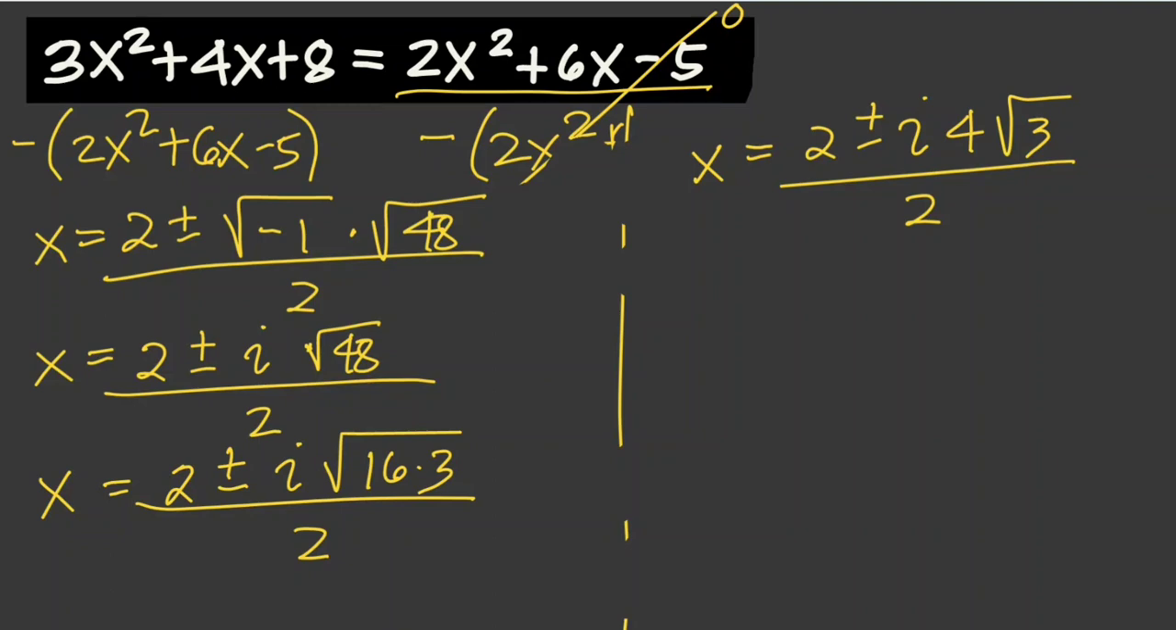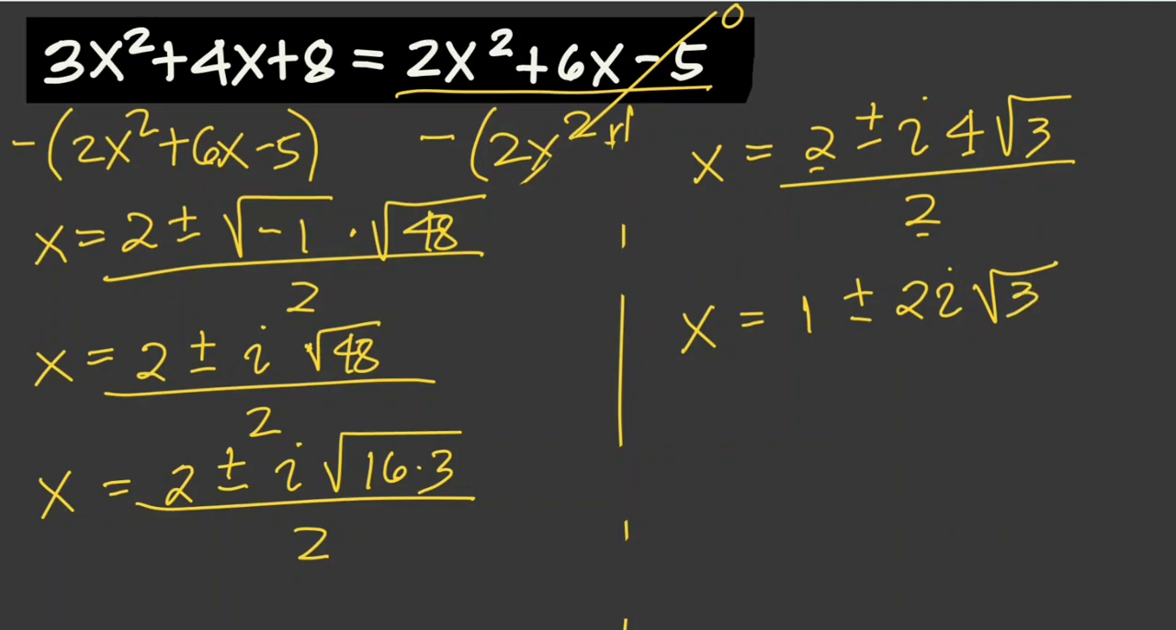And we can reduce the fraction by dividing each term by 2. So this would become x equals 1 plus minus 2i square root of 3. So this is our solution.